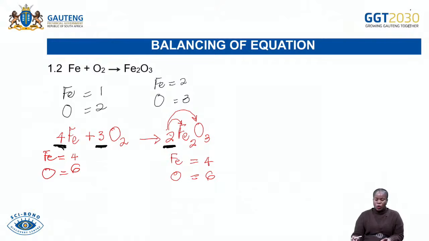So I hope this is an easier method for you to look at it. Start by identifying how many atoms are there for each element, and then work on that to say, how can I then make the atoms on either side to be balanced?